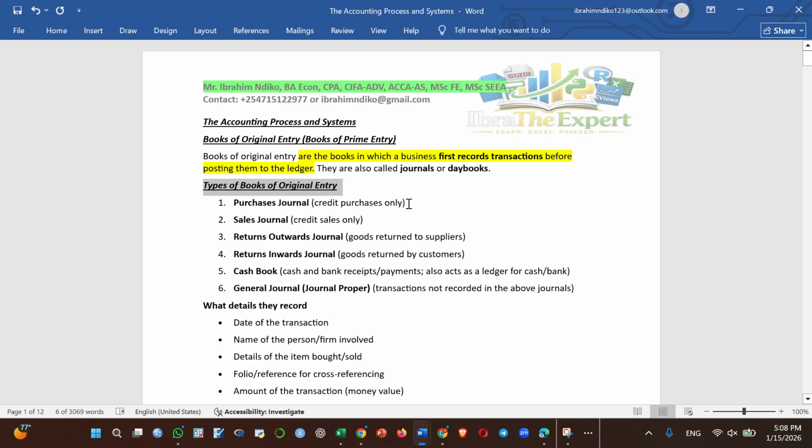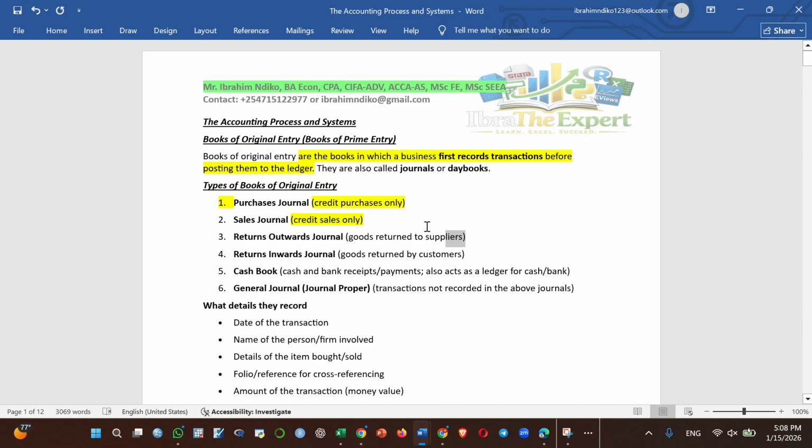Number one, we have the purchase journal. The purchase journal is there to record the credit purchases only. So anything which relates to purchase of items on credit will go to the purchase journal. Then you have the sales journal. This one records the credit sales only.